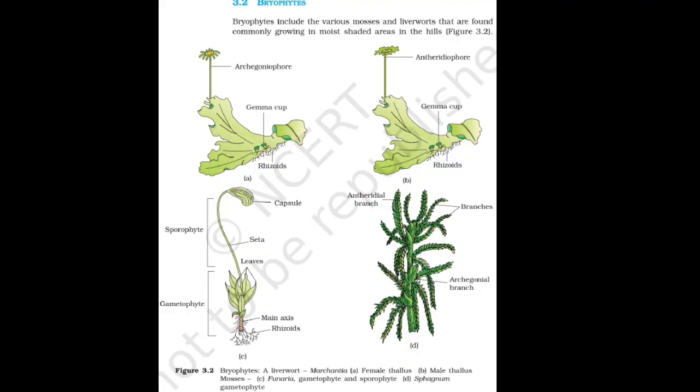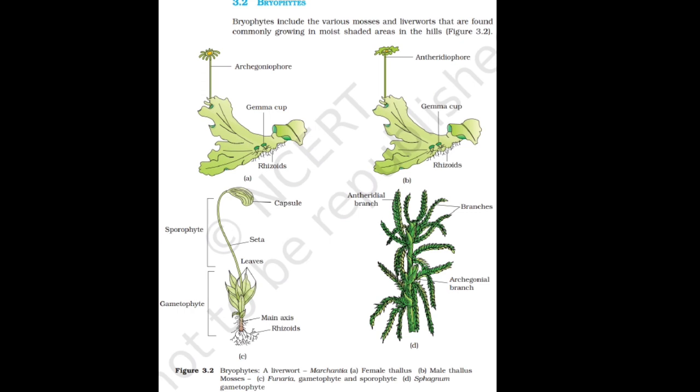3.2 Bryophytes. Bryophytes include the various mosses and liverworts that are found commonly growing in moist shaded areas in the hills. Figure 3.2 Bryophytes. A liverwort: Marchantia. A. Female thallus. B. Male thallus. Mosses: C. Funaria gametophyte and sporophyte. D.